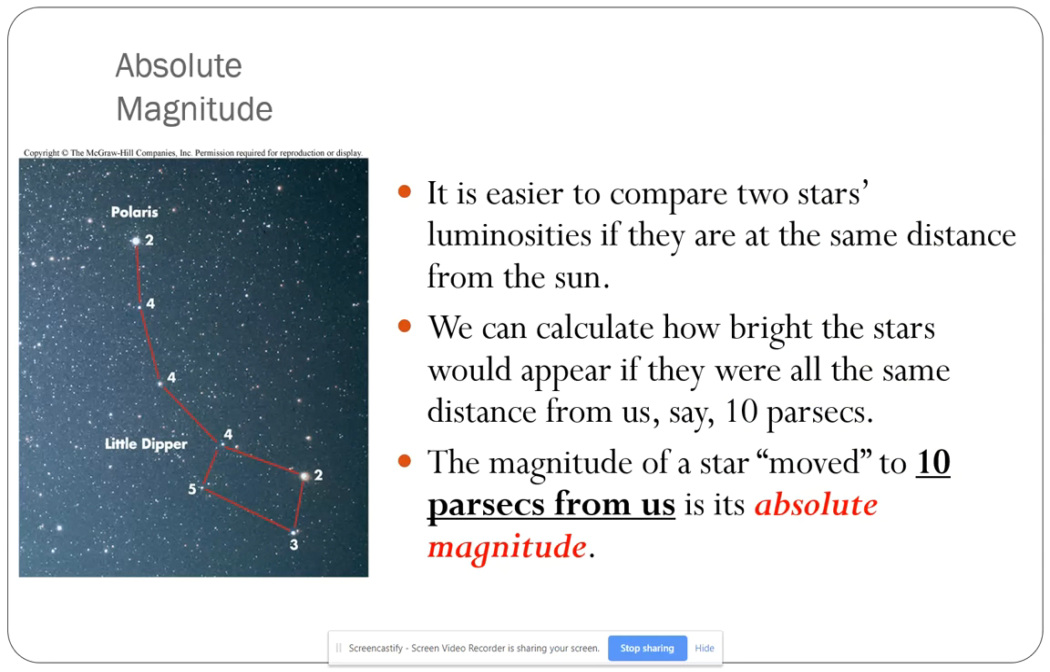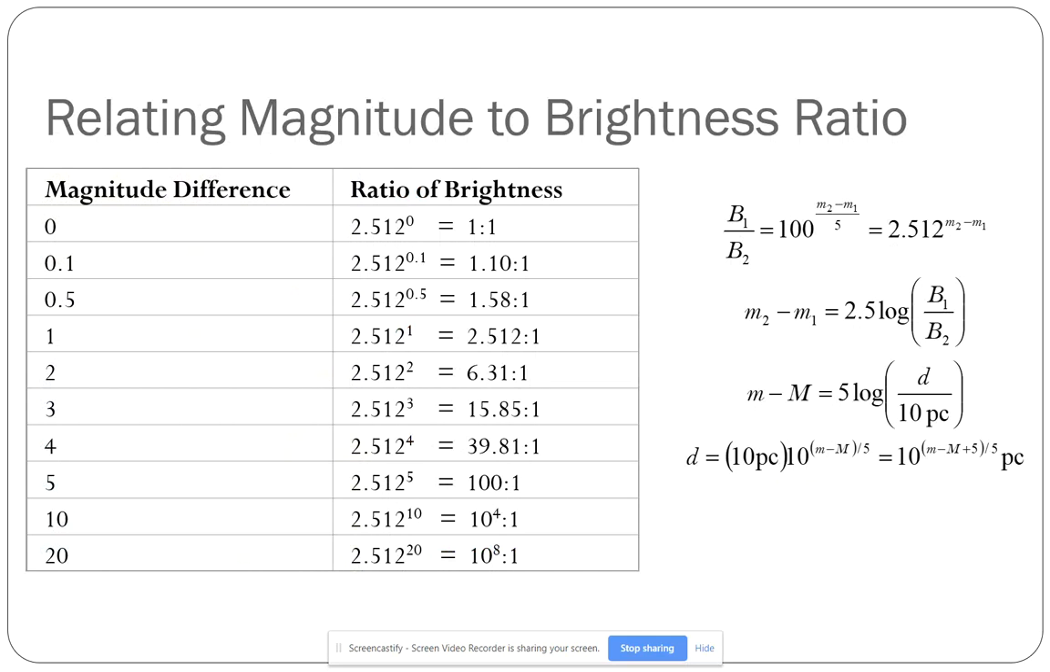I'm going to come back to this. We have an equation that says the ratio of the brightnesses is equal to 100 raised to the difference in the magnitudes over 5. Why the over 5? So that if you have a difference in 5, then 100 raised to the 1 is 100.